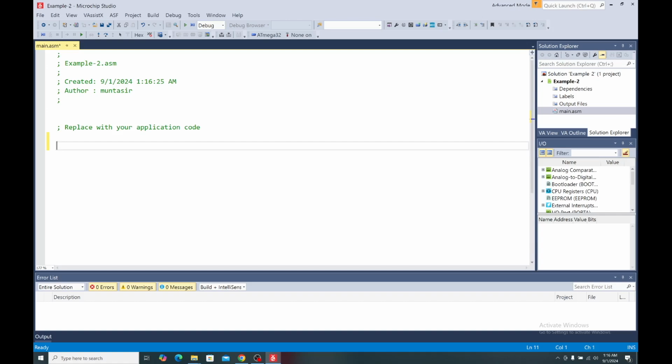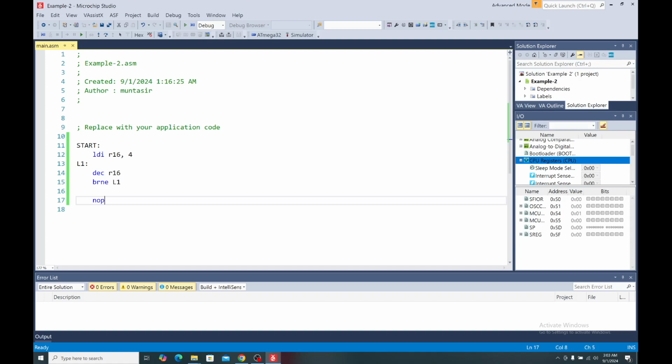So I have created a new project in Microchip Studio for AVR, and let's demonstrate the conditional branch statements. Here I have written a small program to demonstrate the BRNE condition, that is the branch if not equal instruction. How it works is, if the latest result in the ALU is equal to 0, then the instruction falls through. The program counter falls through.